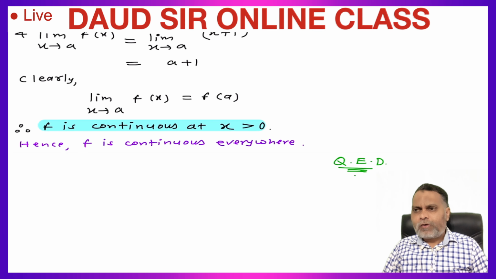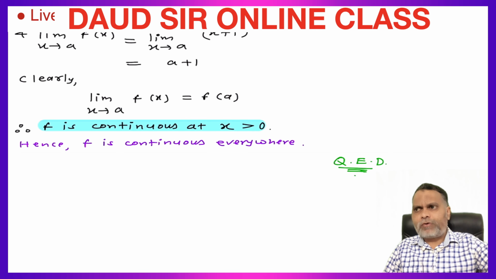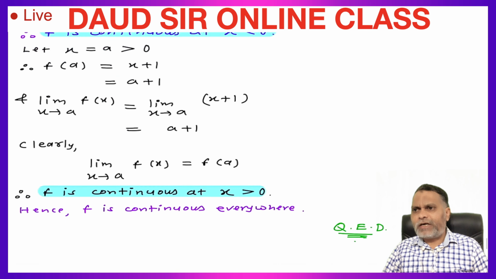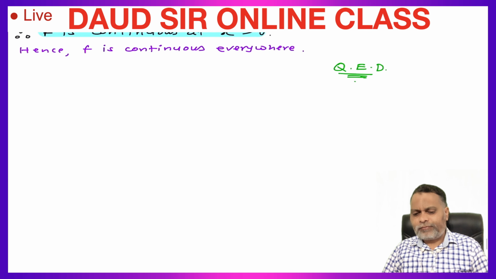QED means quod erat demonstrandum. It means the thing which was to be proved. So we proved that given function f is continuous everywhere.